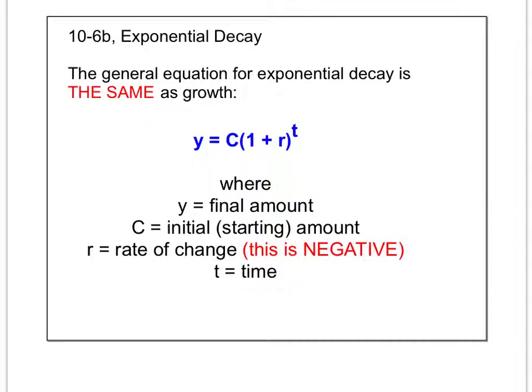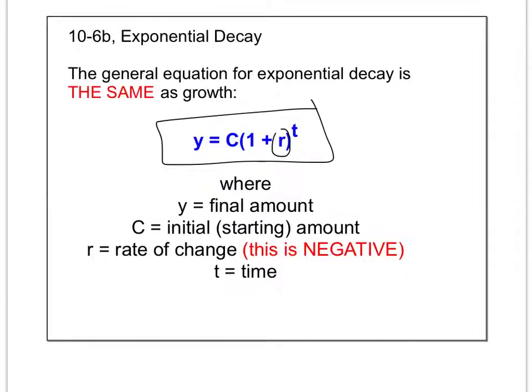All right, so exponential decay. This is the second part of 10.6. Now, exponential decay is using the same formula that we've been used to: y equals c times 1 plus r to the t power. This time, our rate is just going to be negative.